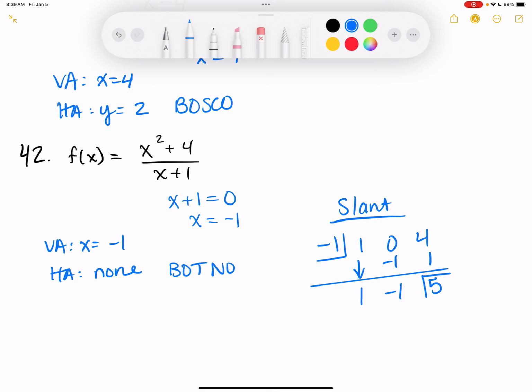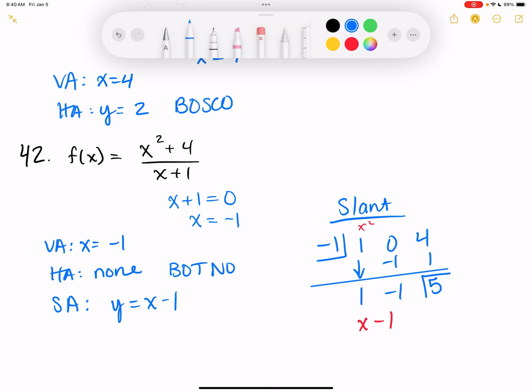So then what's left down here, we ignore the remainder. We don't care about that for a slant asymptote. This was an x squared term, so this is now an x term, so this is going to be x minus 1. And all we do is write y equals that, and that's how we get our slant asymptote. So it's going to be y equals x minus 1.